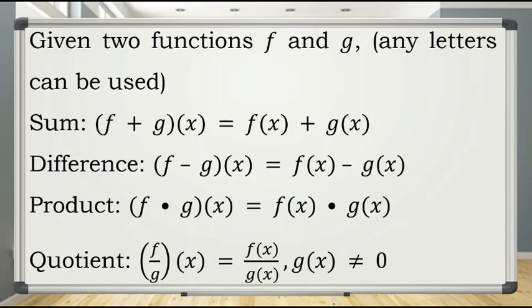So take f of x and add it to g of x, same thing for the difference, multiplication, and division of functions. In the quotient, the denominator, or the g of x, must not be equal to 0 because it makes the function undefined.